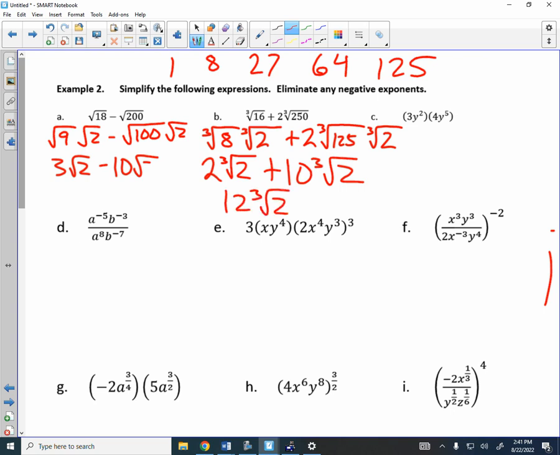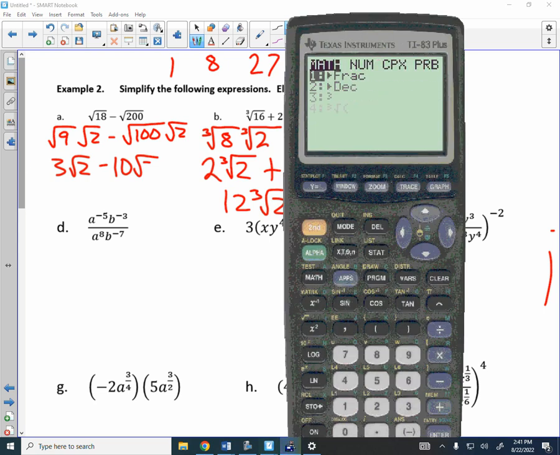Does your calculator have a cube root button? Yeah, if I just press math, you can see the cube root option right there.